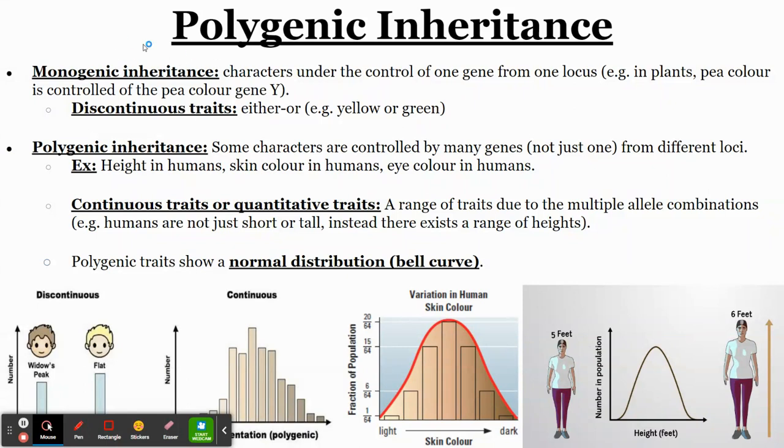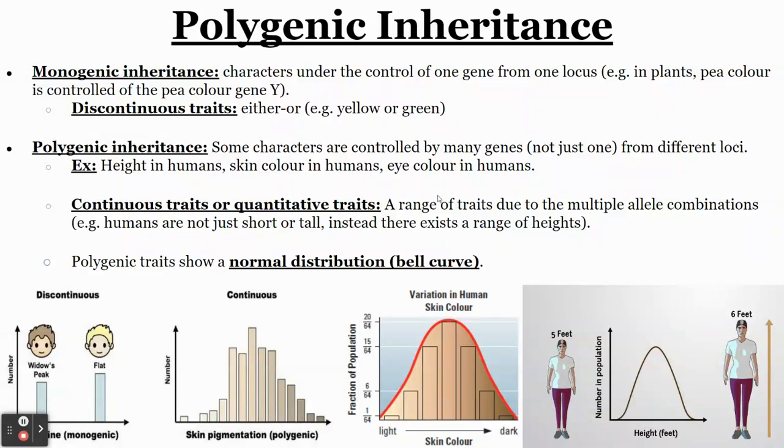But not all characters are actually monogenic inheritance. Not all characters are either or traits. Some characters have a lot more variation within. And an example of that is human height, right? So you're not just 5 feet or 6 feet. There's 5'1", 5'2", 5'3", 5'4", and so on and so forth. Those traits are called continuous traits or sometimes quantitative traits. It's when there's a range of traits that exist.